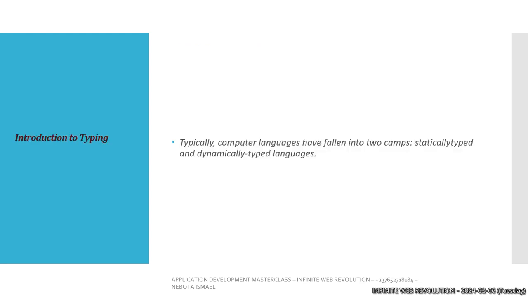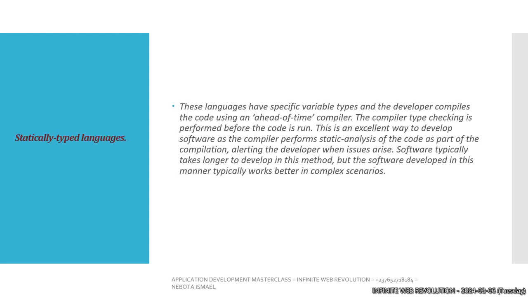Introduction to typing. Yes, typing. Now typing, typically computer languages have fallen into two camps. You have statically typed and dynamically typed languages. Now statically typed languages, these languages have specific variable types, and the developer compiles the code using an ahead of time compiler. The compiler type checking is performed before the code is run.